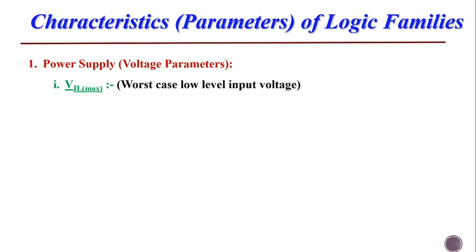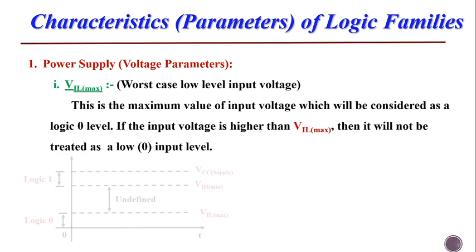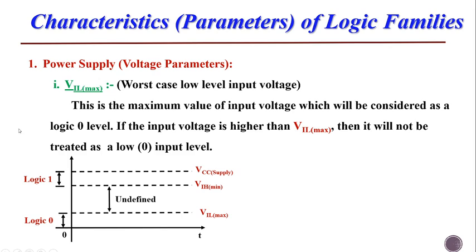First is VIL max. It is the worst case low level input voltage. This is the maximum value of an input voltage which will be considered as a logic 0 level. If the input voltage is higher than this VIL max, then it will not be treated as a logic 0 or low level input voltage. Here is the diagram from which it will be more clear. Here is the logic 0 and here is the range from 0 to this VIL max.